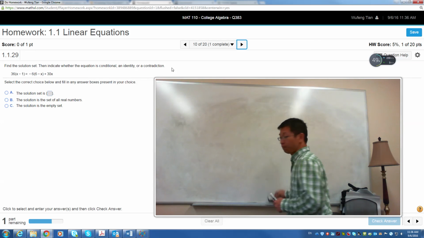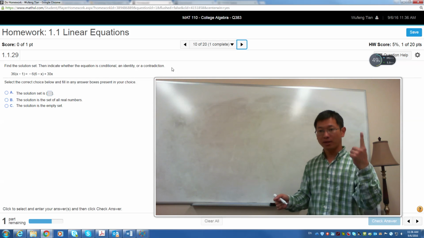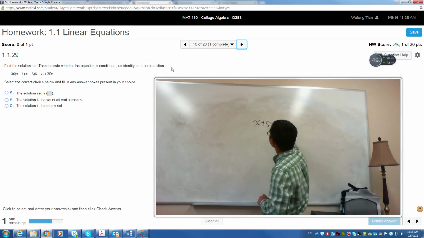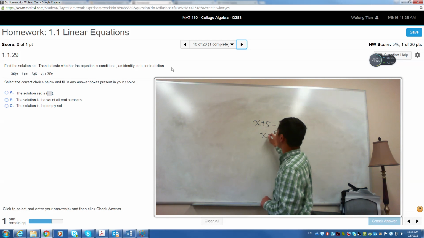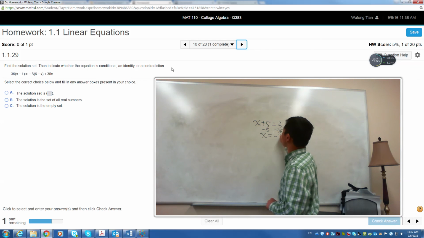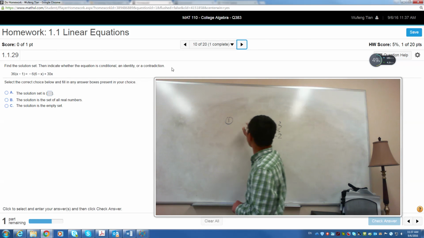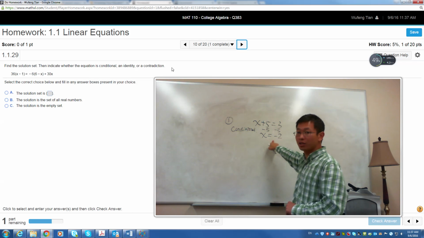So what is conditional? Conditional means it will have one solution. For example, x plus 5 equals 3. You can solve this equation. So you get x equals, subtract the 5 from both sides, you get negative 2. This is a conditional because it has one solution. If it has one solution, it's conditional.